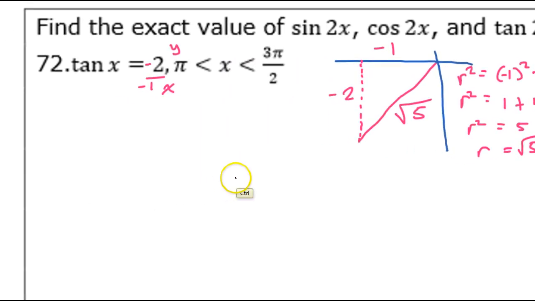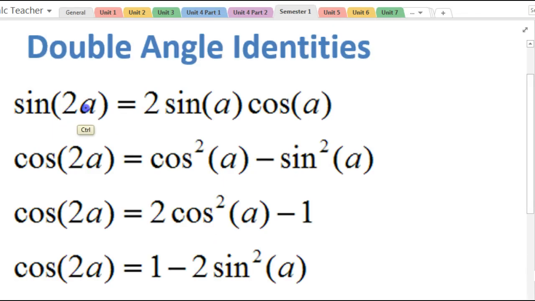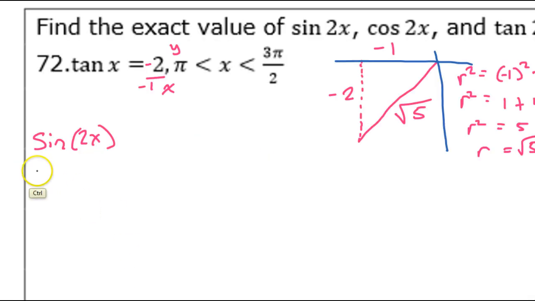Okay. So now, we are supposed to find the sine of 2x. So here I go. Let's find the sine of 2x. Well, let's use the formula like I said. So we know that sine of 2x will be 2 sine x cosine x. So this will be 2 sine x cosine x.